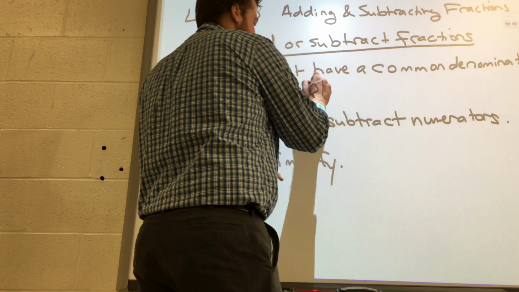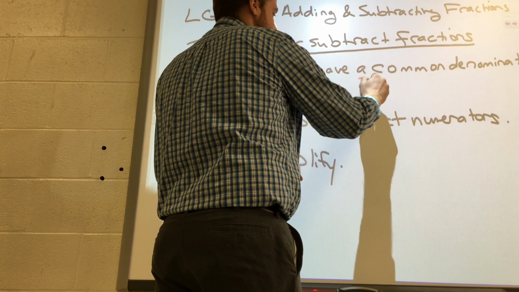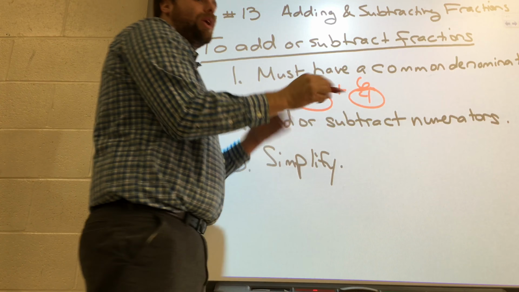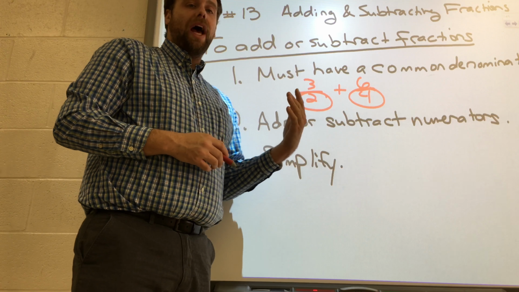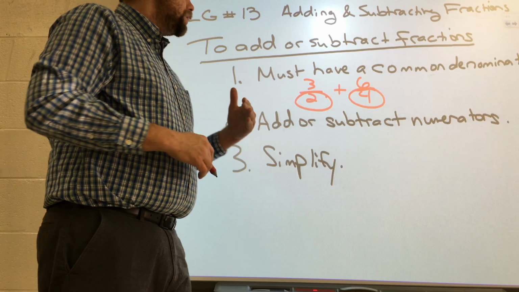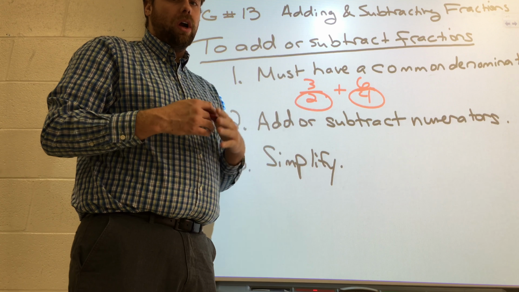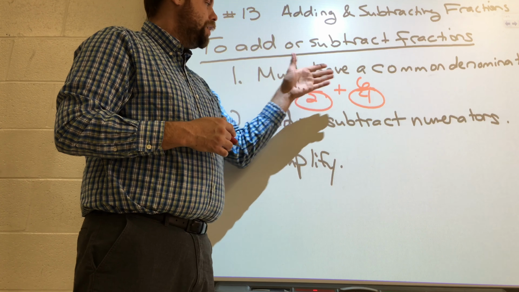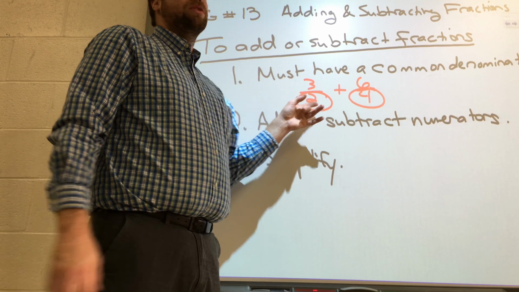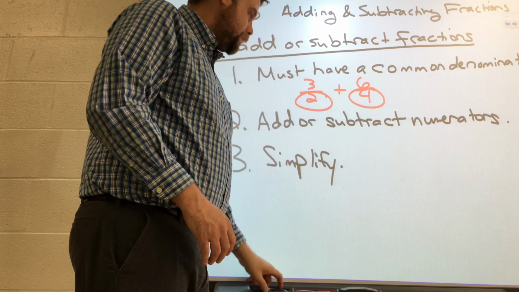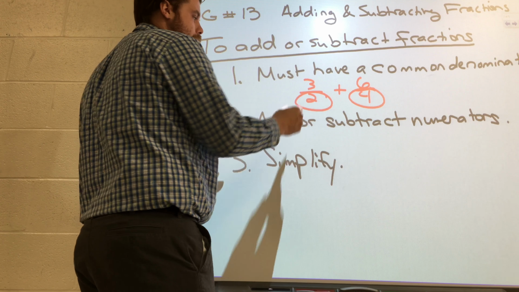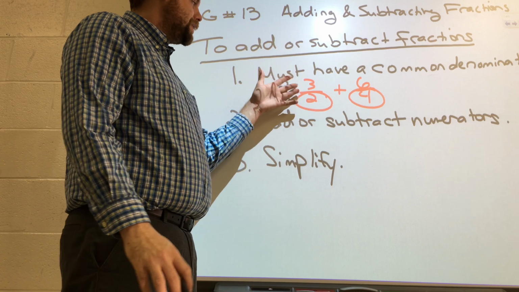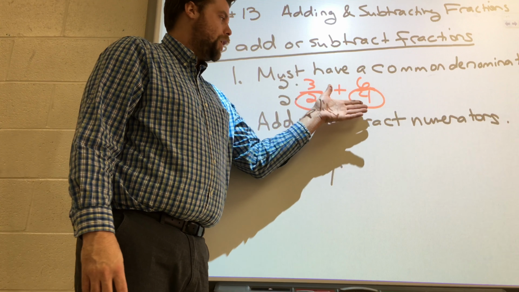So for example, say I have 3 over 2 plus 6 over 4. I need to make the denominators the same so I can add them. To do that, you have to think about their multiples. What's the least common multiple of 2 and 4? Well, 4 is. So I would leave the 4 the same, and over here I would multiply by 2 on top and bottom of that fraction to give it a denominator of 4.